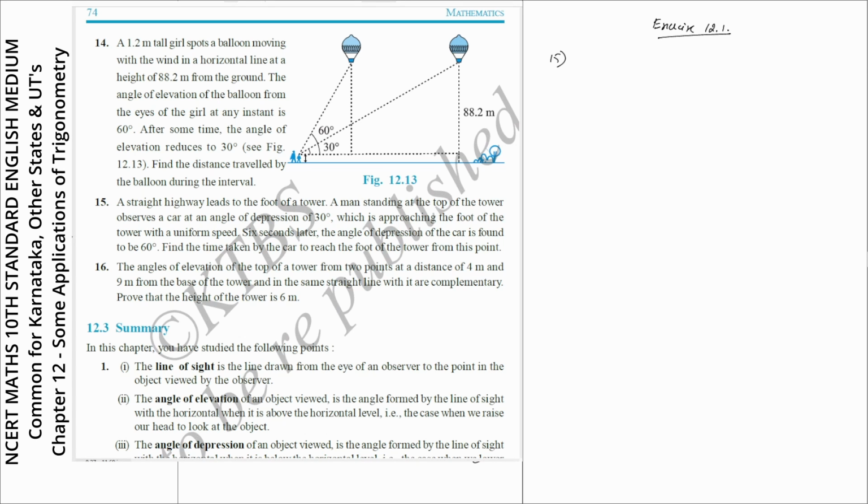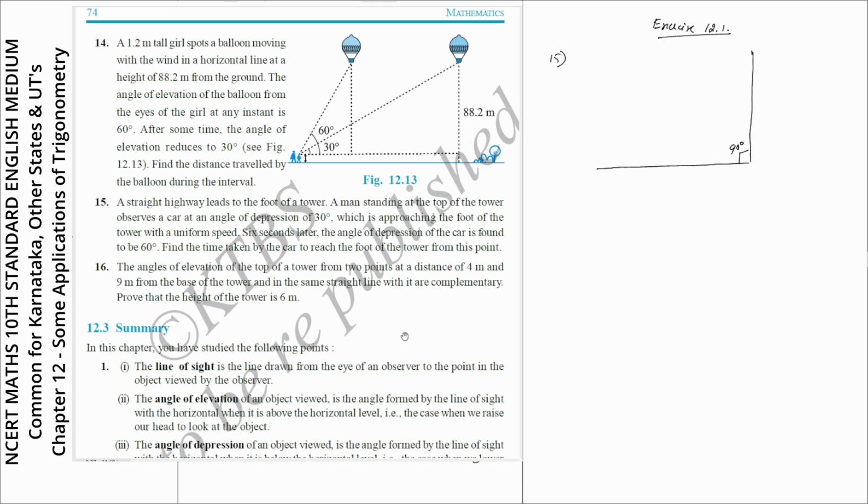Exercise 12.1, question number 15. A straight highway leads to the foot of a tower. A man standing at the top of the tower observes a car at an angle of depression of 30 degrees, which is approaching the foot of the tower with a uniform speed. 6 seconds later, the angle of depression of the car is found to be 60 degrees. Find the time taken by the car to reach the foot of the tower from this point. So there is a highway leading to the foot of the tower. The angle between highway and tower will be 90 degrees.